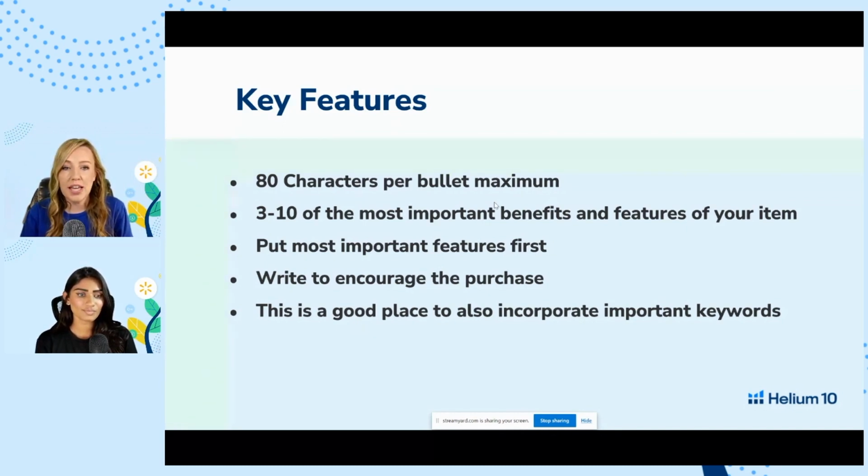So you'll get 3 to 10 of these key features, and you want to put your most important selling points here, because a lot of times people will just scroll down to these key features and you want them to really stand out. And we want to really write to encourage the purchase here. It's a really good place to also incorporate keywords, whereas the description is more informative, especially for those people who want to learn more and more about the product. But these key features are really the selling points.